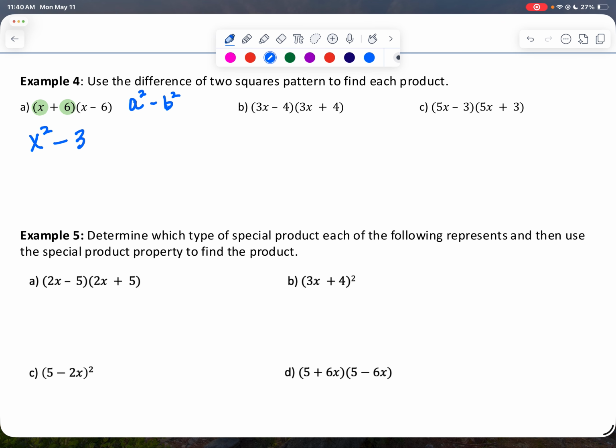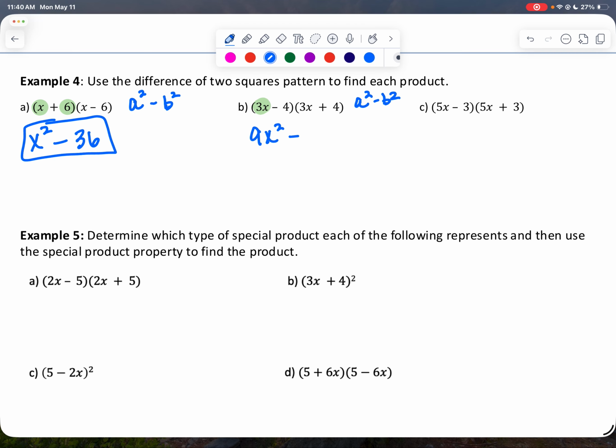So my final answer here would be x squared minus 36. All right. B, 3x minus 4 times 3x plus 4. So we have a minus and a plus. So we can use this special pattern again, which says take the first term, 3x, and square it. So 3x times 3x is 9x squared.